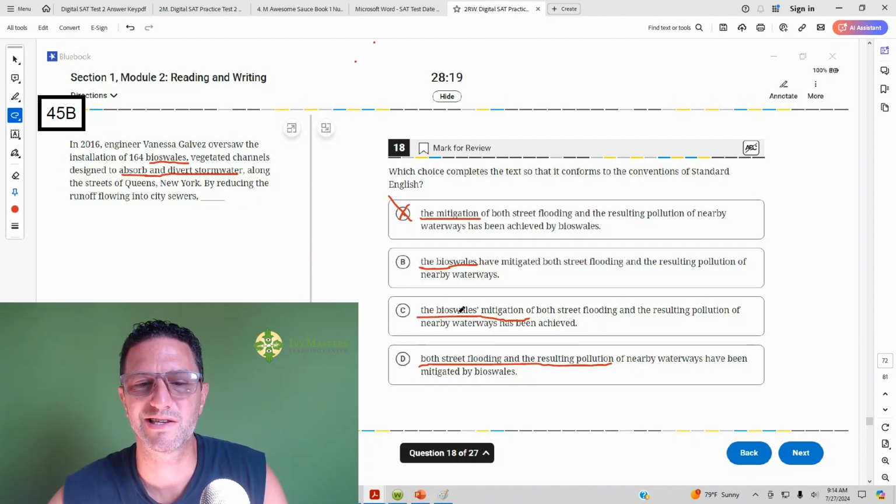Why not C? C is not saying the bioswales. It's saying the bioswales' mitigation. We already said the mitigation is the reduction. It's not the thing doing the reducing. And then "both street flooding and the resulting pollution" is wrong, because street flooding and resulting pollution is what happens if you don't have bioswales. So once again, the bioswales are what is reducing runoff flowing into city sewers.